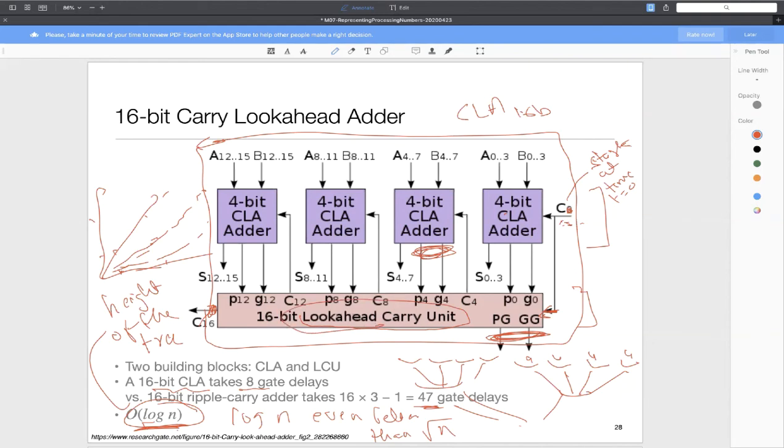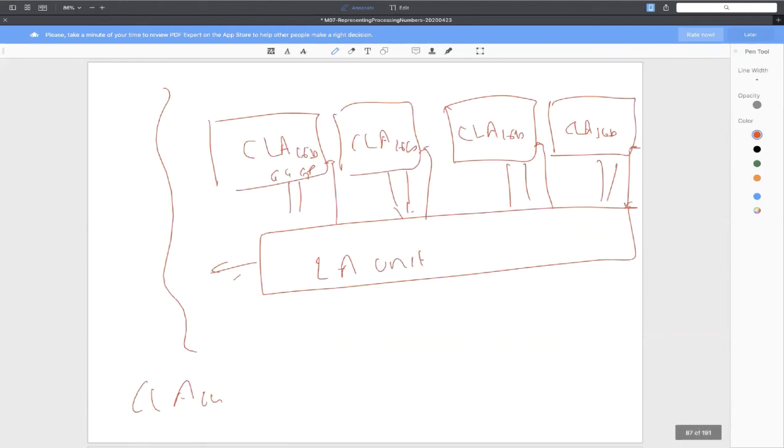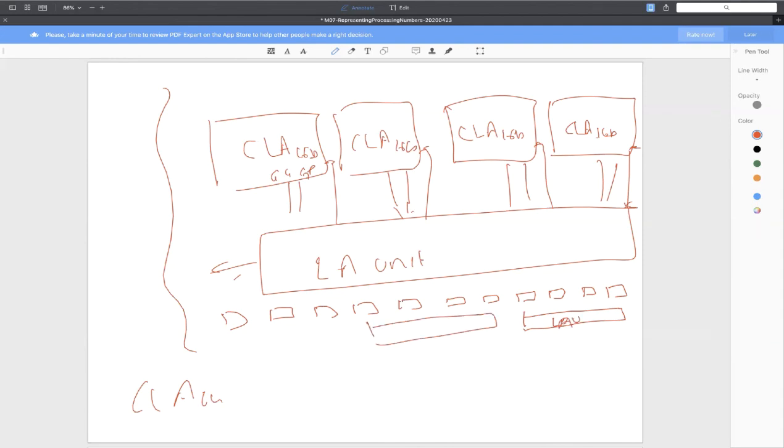So what happens now is, as you make this, imagine a tree. Let's say I have these groups of 4, lots of them. I have a very wide adder, and then I'm making a look ahead unit. I'm making another look ahead unit, and another look ahead unit. These were 4 bits each.